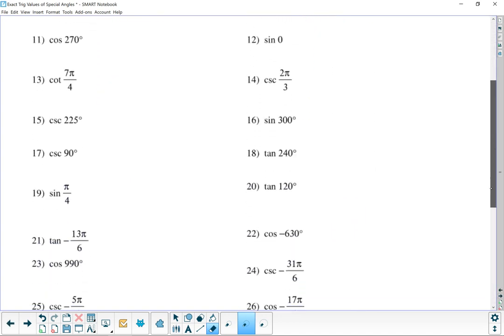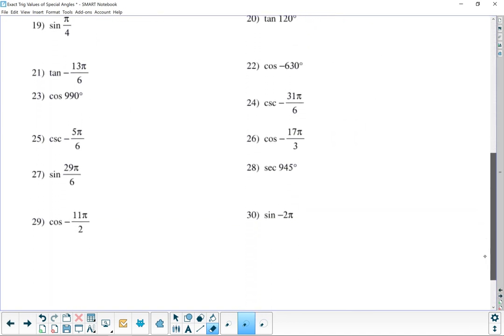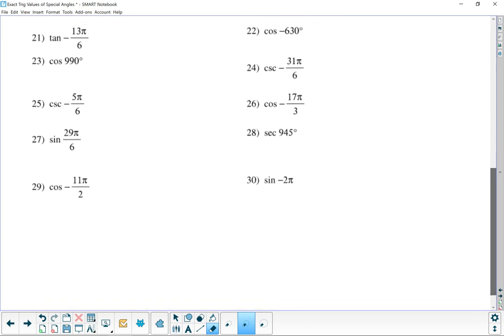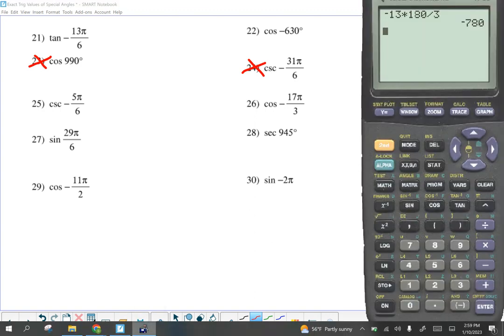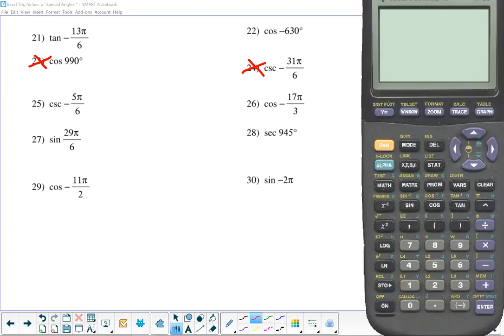Today we're going to go ahead and finish this up, numbers 21 through 30, and just keep in mind we've already done number 23 and 24 in class. So if you didn't catch that, I'm sorry, but you're going to have to get it from someone else. I'm also going to need a calculator just to help me. All right, so we will need the tangent of negative 13 pi over 6.